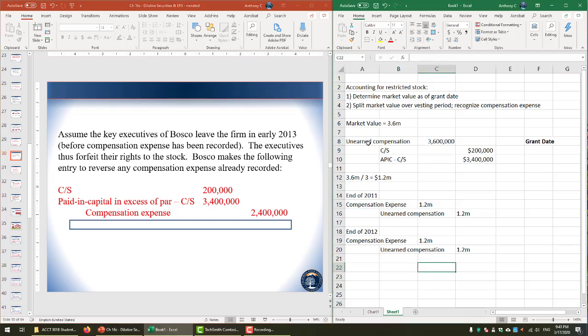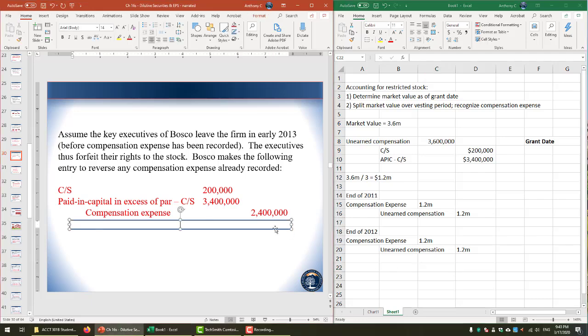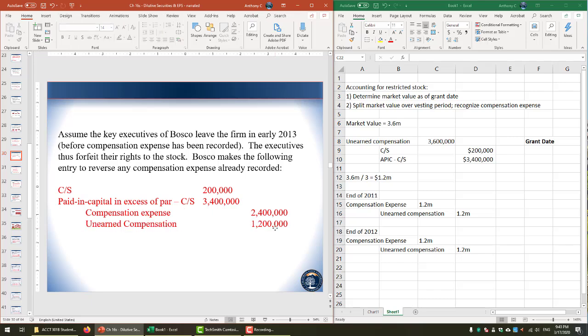And then finally for unearned compensation, we started with a balance of 3.6 million. We decreased it twice, at the end of 2011 and 2012, by 1.2 million. So if we're making a T account to keep track of it, we would have a $1.2 million balance on unearned compensation. So we'll make a credit for that amount to remove that also from our books.